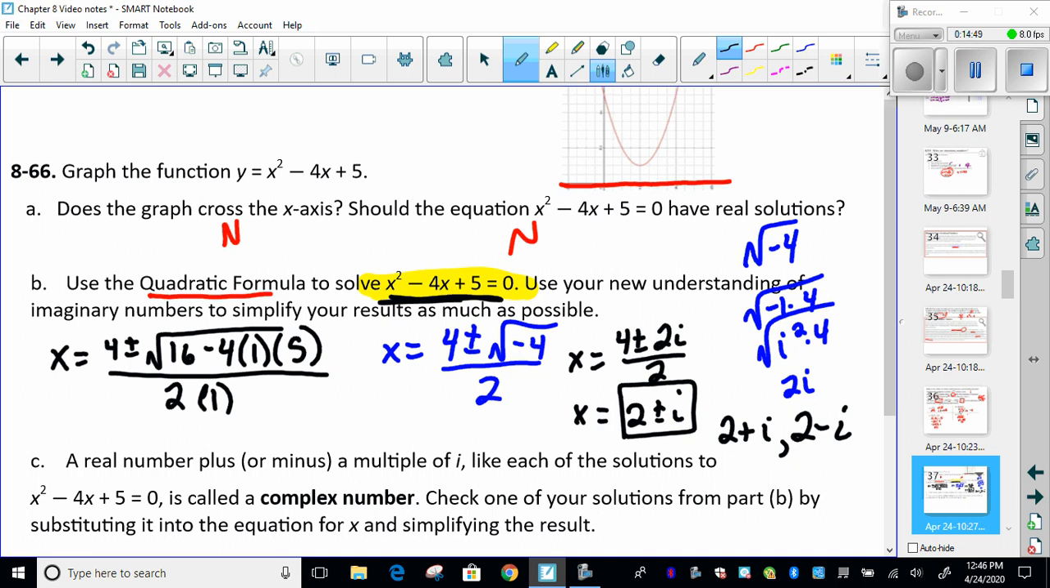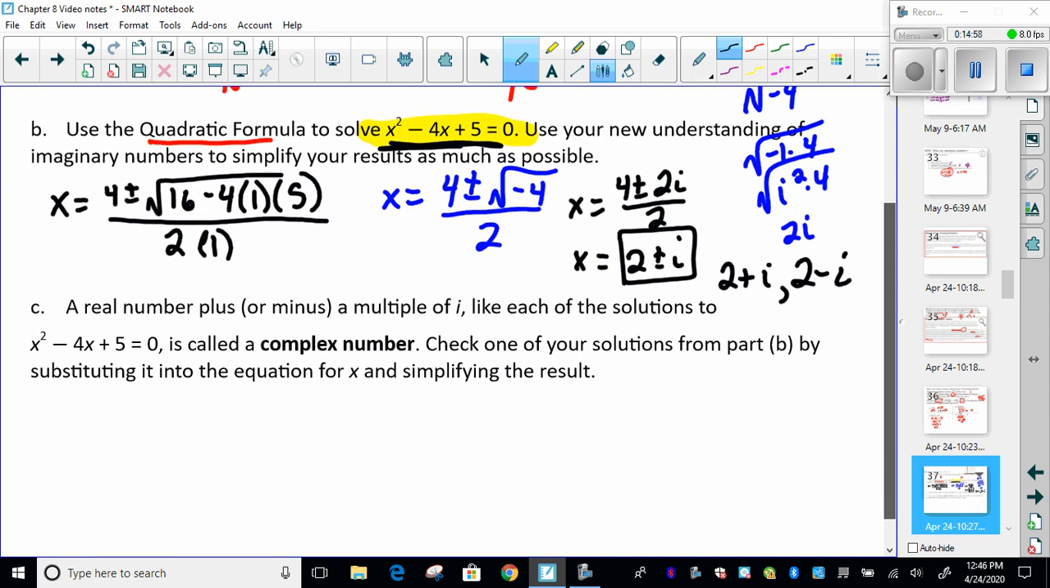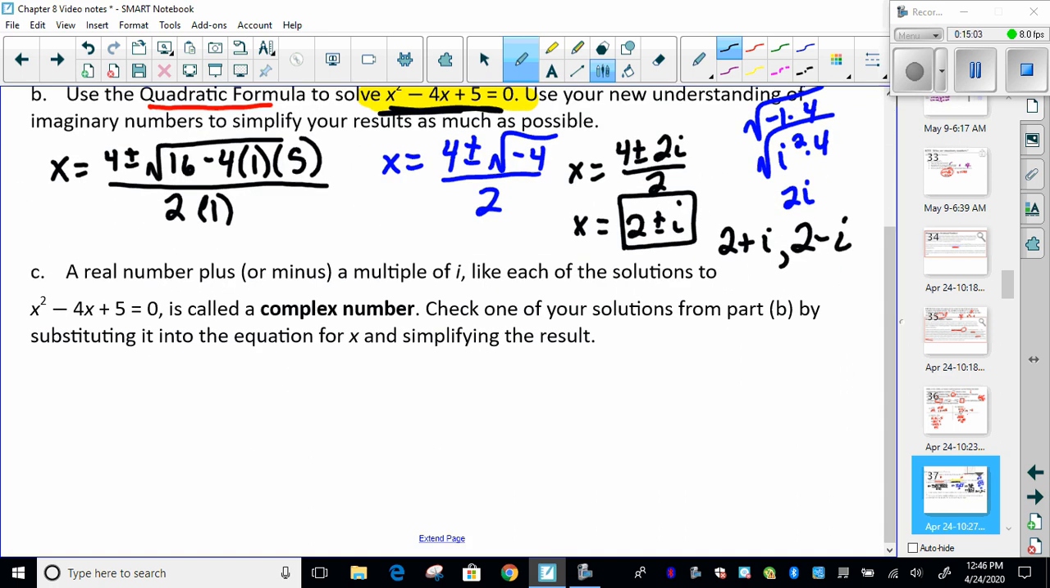And then part C says a real number plus or minus a multiple of i, like each of the solutions right here, are called complex numbers because there's a real part and an imaginary part to it. So real number part, imaginary part. So those are complex numbers.